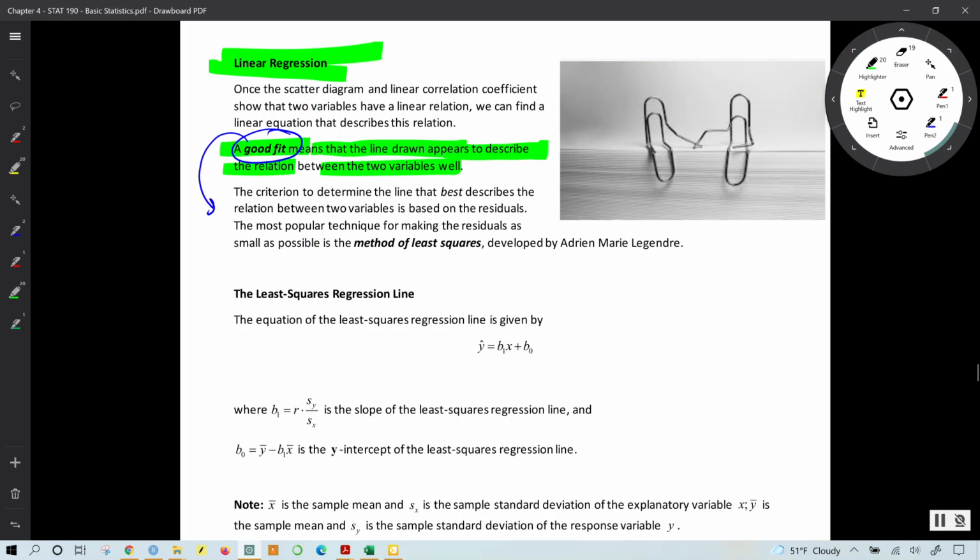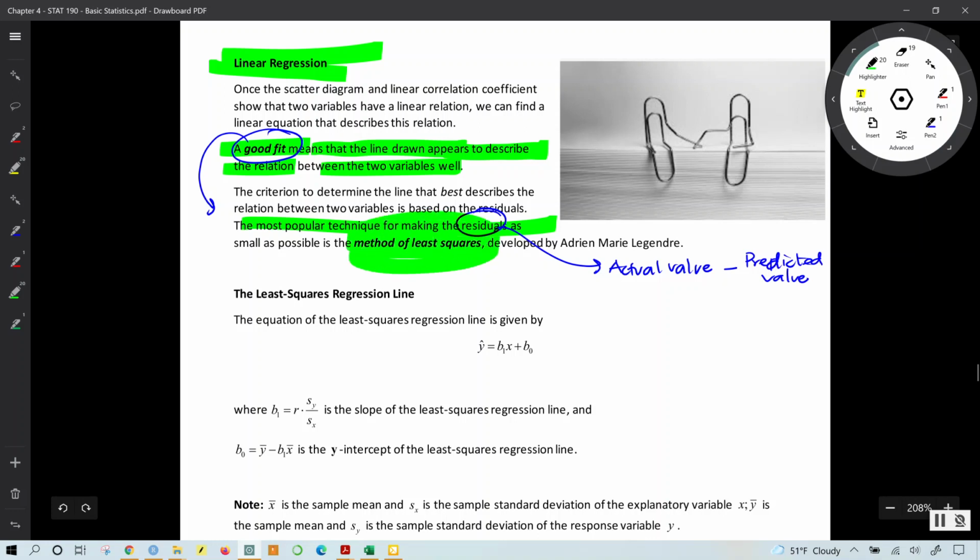The most popular technique for finding that line is based on what we call residuals, which is the difference between the actual value of a measurement and the predicted value. And this is used in a process called the method of least squares. In particular, at this basic level, when we carry out a regression analysis, we use the popular y equals mx plus b.